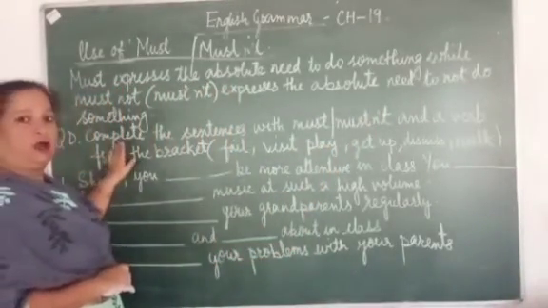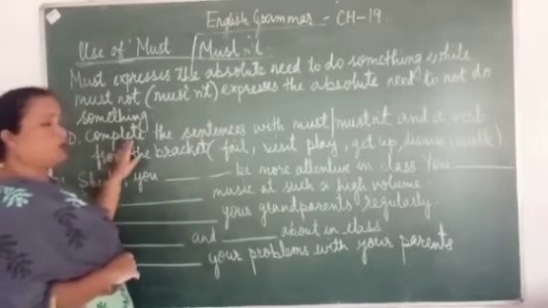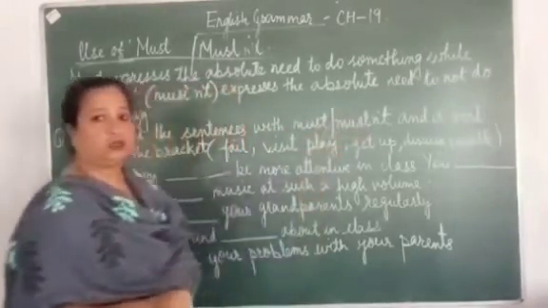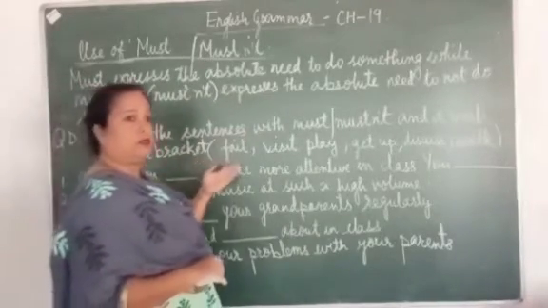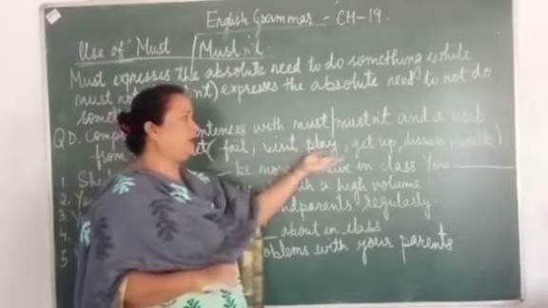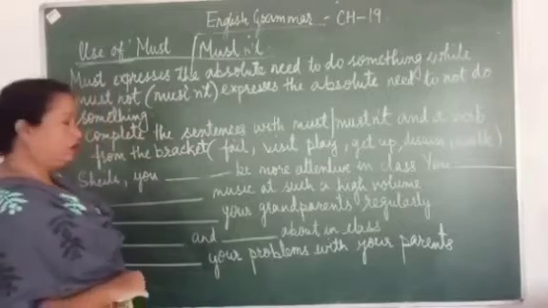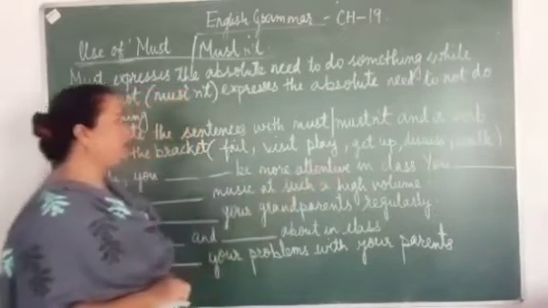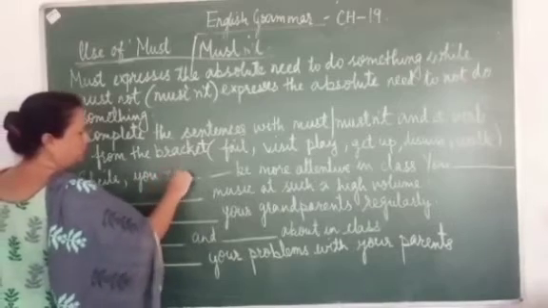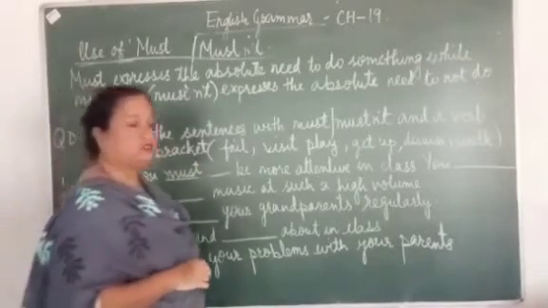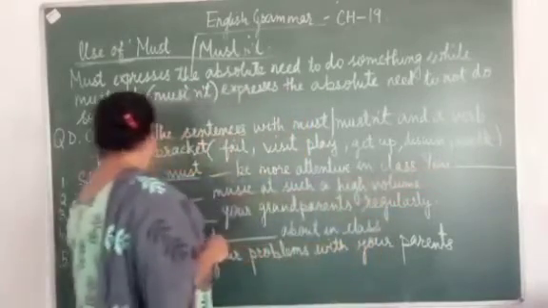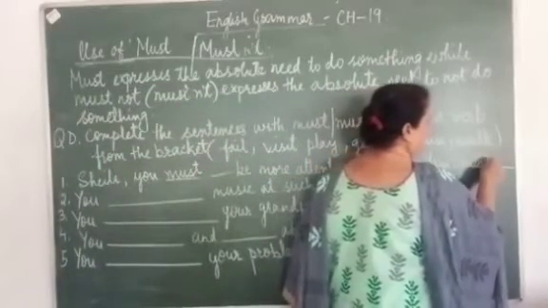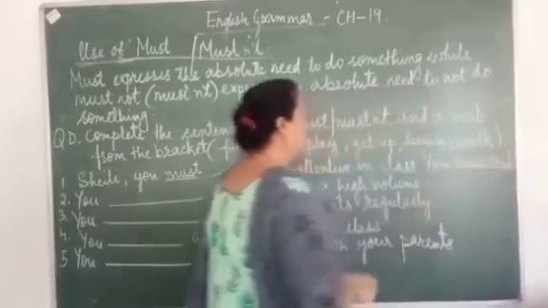Now children, let us see how we are going to do question number D. In question number D, we are going to complete the sentences with the words must or mustn't along with a verb from the bracket. Now what are the verbs given in the bracket? Fail, visit, play, get up, discuss and walk. Now let us see the first one. Sheila, you dash be more attentive in class. That means you should or you must. Okay, you must be more attentive in class. Otherwise, what will happen? You mustn't fail. If you are attentive, you will not fail. So, you mustn't fail.